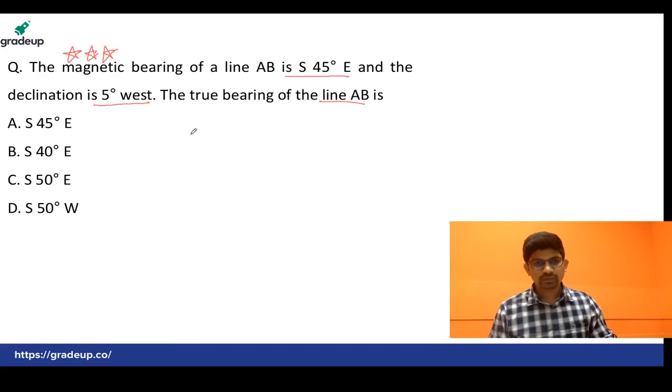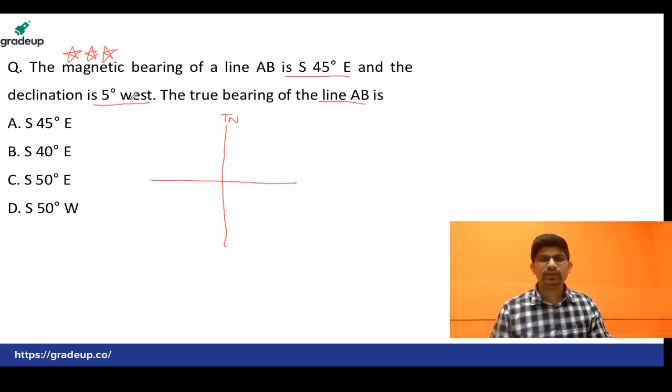Okay. So in the 5th question, first of all, in these types of questions, you have to draw true north. This will be true south. Now the declination, then you will have to draw the magnetic north. Since declination is 5 degree west, this will be magnetic north, that is 5 degree west. So here this will be magnetic south, this will be true south.